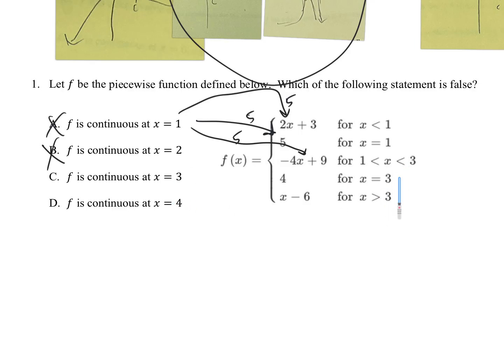At 3, is there a break? There's a break at 3, potentially. Let's take a peek. When x is 3 here, it's 4. What about when x is 3 up here? Negative 12 plus 9 is negative 3. Is that continuous? Nah. We are not continuous because the point is different. At 4, again, there's no break. 4 is going to be fine.